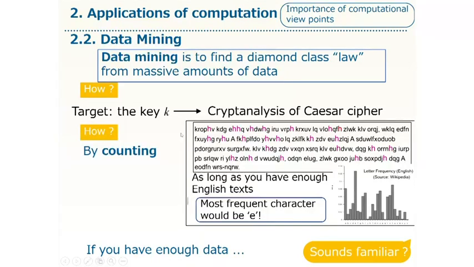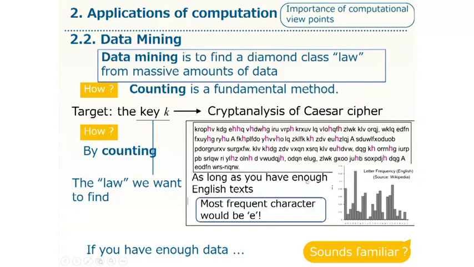How could we find the most frequent character? Yes, by counting. By counting the occurrences of each character, we could find the one that appears most. Now, this key K is in fact the law of how a message is encrypted. So finding the key is, in other words, mining an important law from the data, that is a ciphertext. And counting is essential for this task. In general, counting is a fundamental method for data mining.